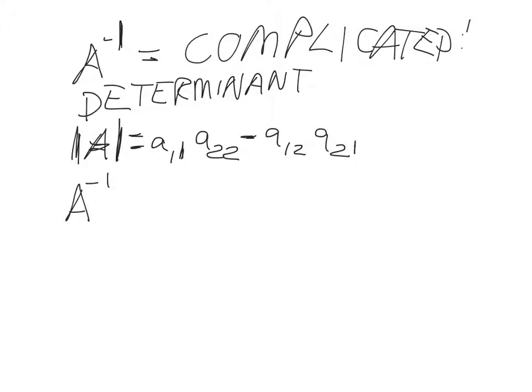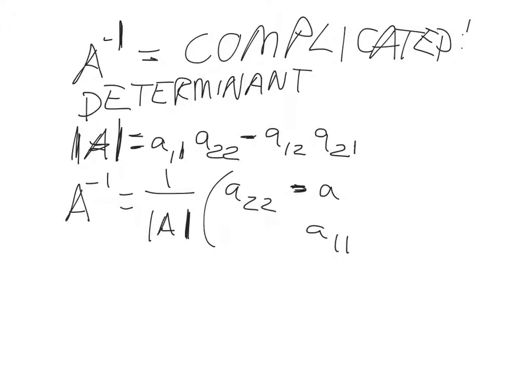Then to get the inverse, you're going to have 1 over the determinant times A22, A11, and you'll reverse the signs on the off diagonals. Okay, doesn't this look like fun? All right, let's give one a test. Want to? No? Good. All right, let's try it out on the next slide.